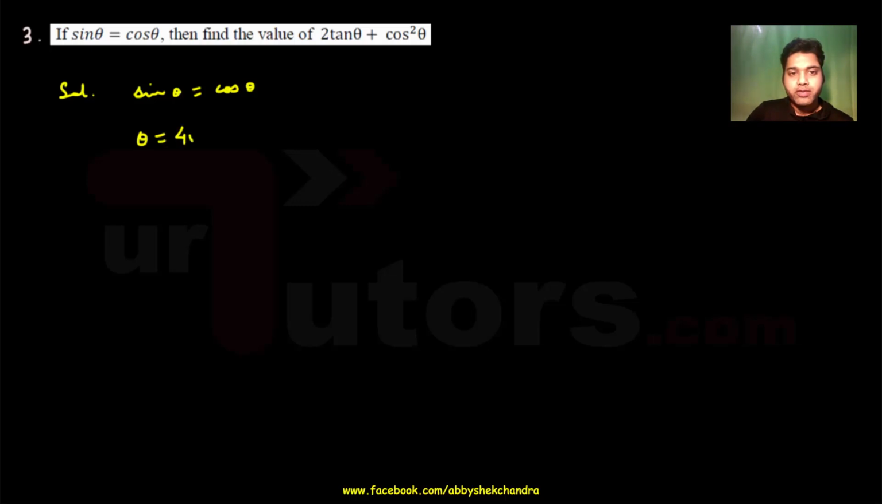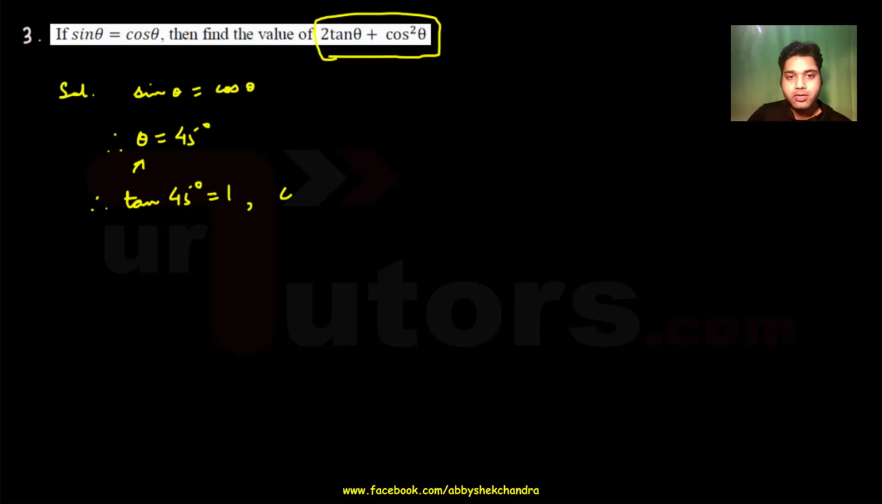For theta equal to 45 degrees, we know that sine theta equals cos theta equals 1 by root 2. So let's substitute theta equal to 45 degrees in this expression that we want to calculate, and then we'll find the value. So therefore theta is 45 degrees. Tan theta will be tan 45 degrees, which is 1, and cos theta will be cos 45 degrees, equal to 1 by root 2. So this is the expression whose value we want to calculate.